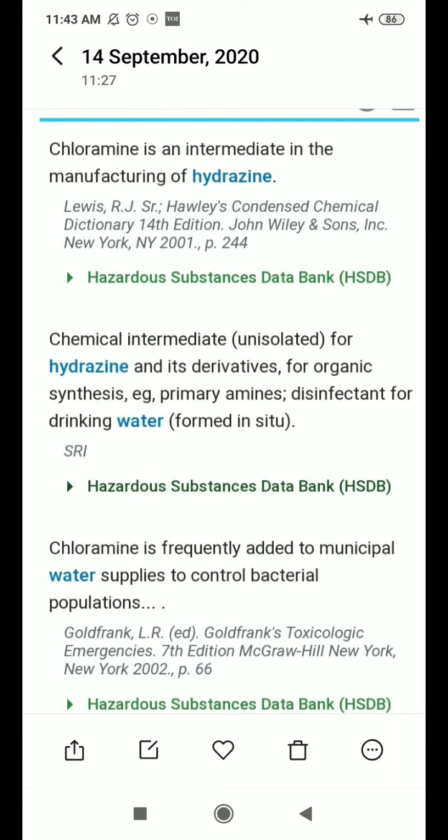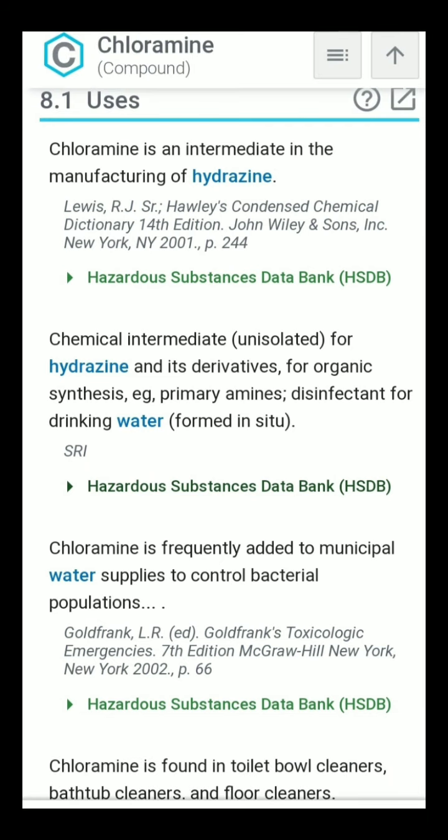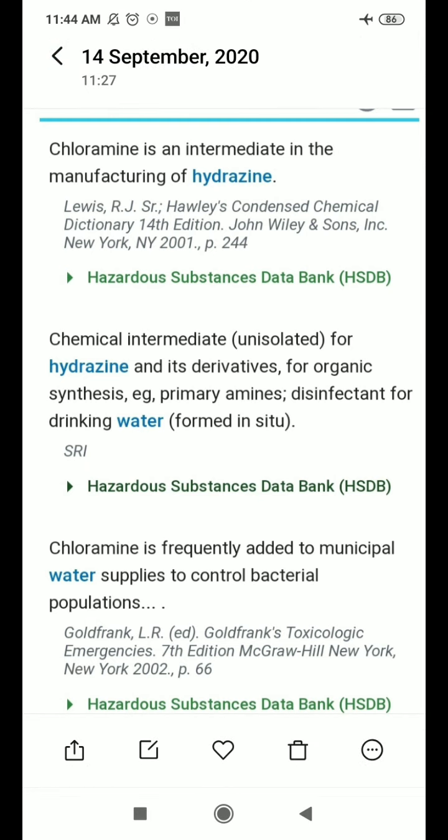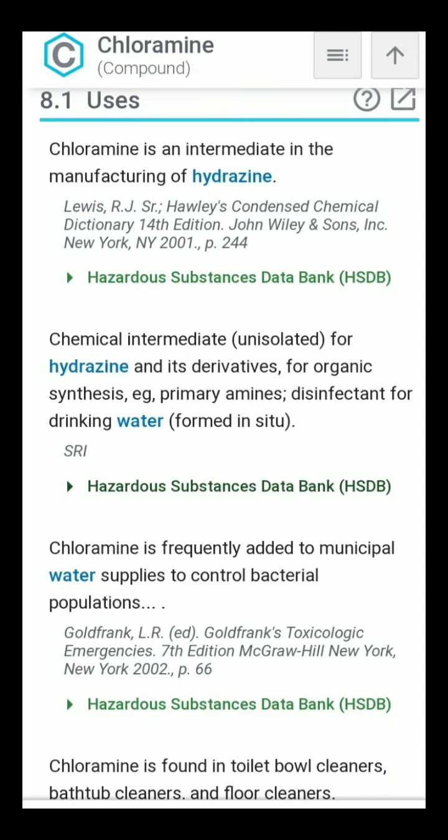This is used. Next one, chemical intermediate, unisolated, for hydrazine and its derivatives for organic synthesis, for example primary amines, and as a disinfectant for drinking water. I said earlier that this can be used for the synthesis of different organic compounds. Okay, now this can act as a disinfectant for drinking water. I think you know very well about this disinfectant. This is generally used in drinking water.